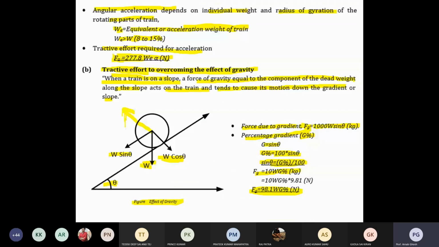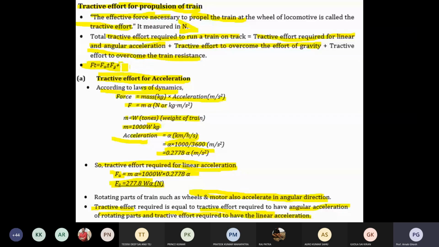Fr means what? First you are getting the tractive effort required for the linear or angular acceleration. You are getting the expression. Then the tractive effort to overcome the effect of gravity. So the next point is the tractive effort to overcome the train resistance. Okay, so that is important.